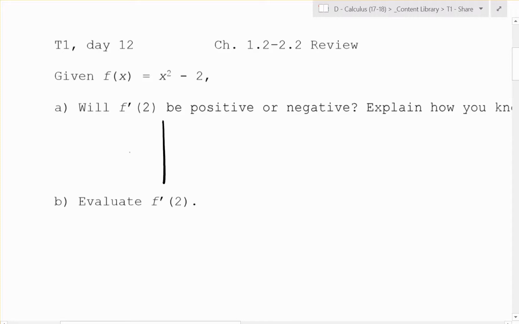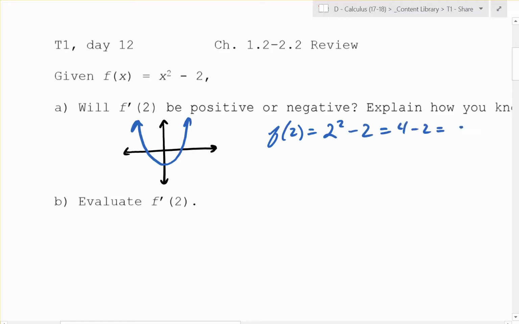So what does x squared minus 2 look like? Well, it crosses the y-axis at -2, and it's going to go up like this. So we're looking at f prime of 2, so when x is 2, what is y? So f of 2 is going to be 2 squared minus 2, and that's going to be 4 minus 2, which is 2. So it's roughly right about there.